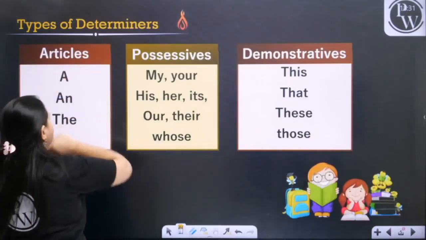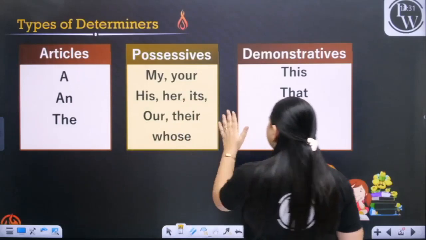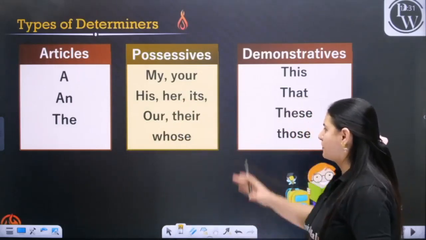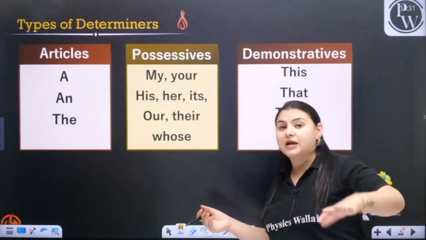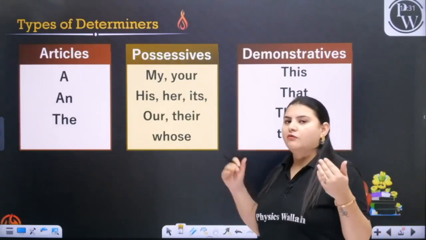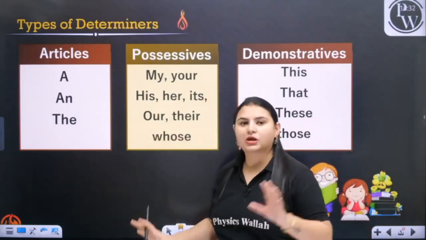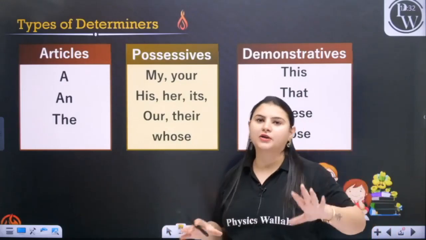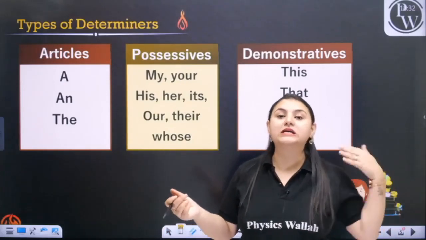Articles also come under the determiners. Then come the possessives: my, your, his, her, its, our, their, whose. Possessives we all know, but sometimes they can get confusing. Today, we are going to work upon the areas where we get confused. Even if we talk about articles, there are a lot of areas where we do not know whether to put a, an, or the.